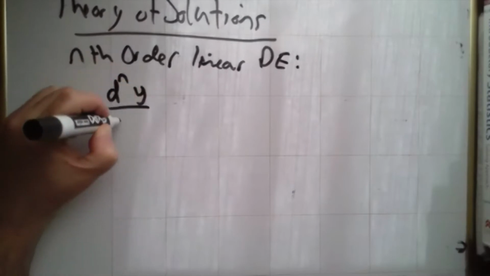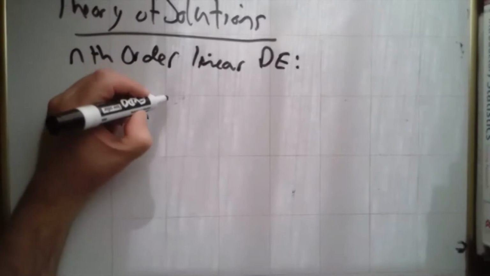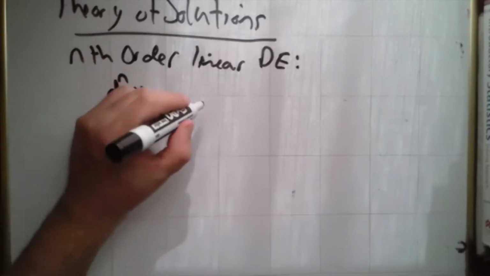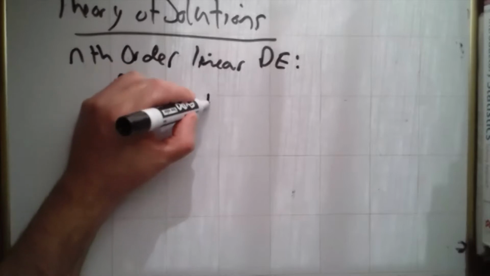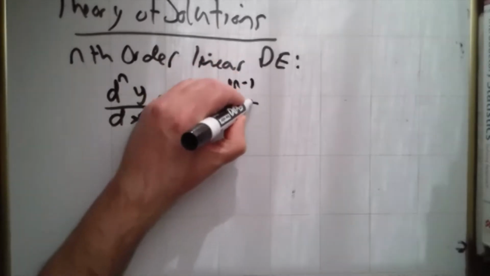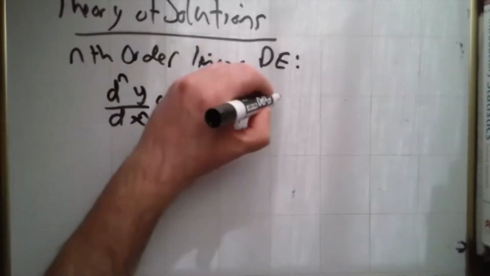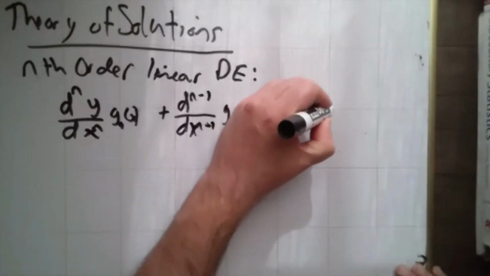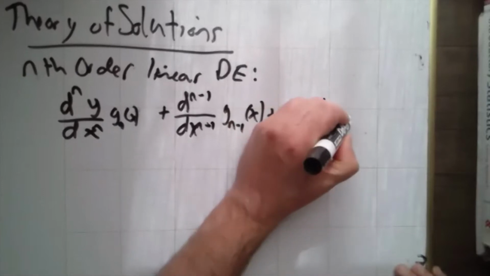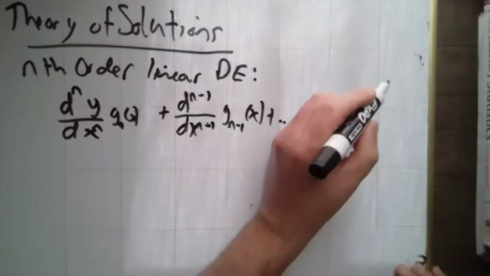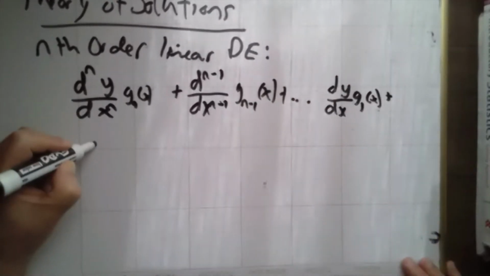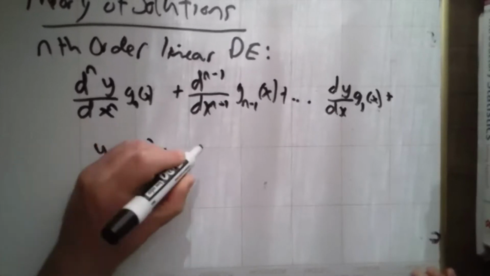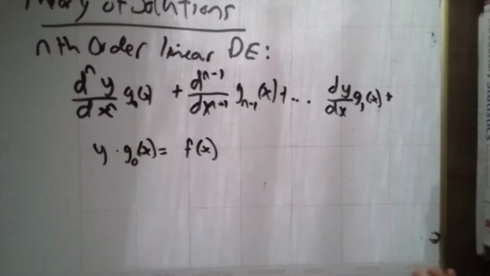the nth derivative of y with respect to x times some function of x, call it g_n of x, plus the next derivative down, all the way up to the first derivative times g_1 of x, plus, I'm running out of room there, the 0th derivative, which is just regular old y, times some g_0 of x, equals over here some function of x.